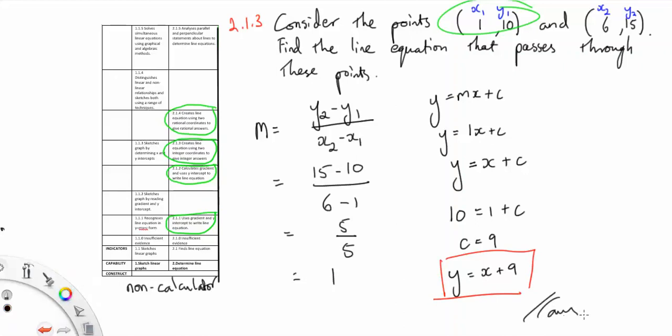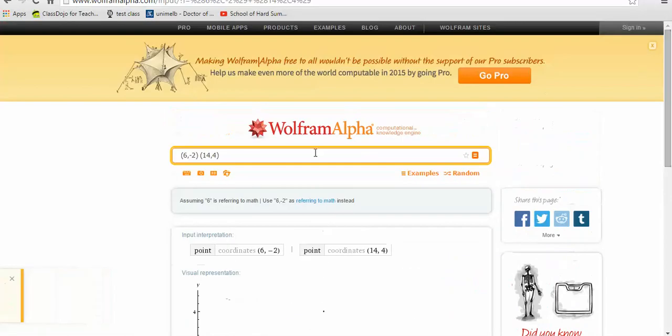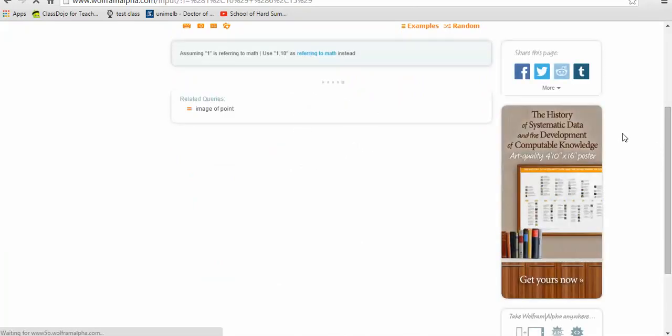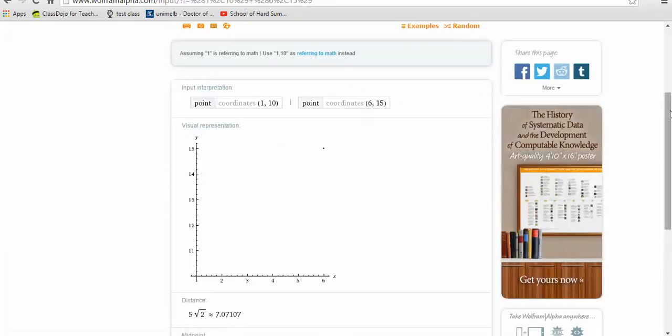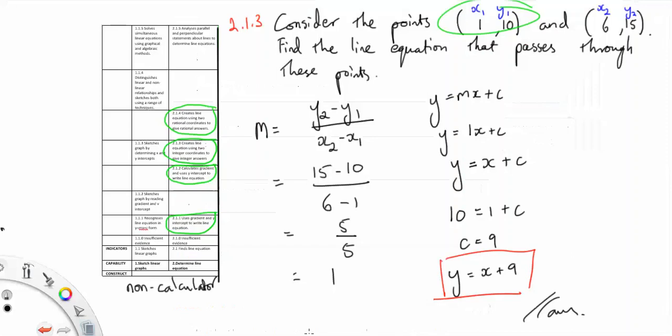Okay, how do I know that's right? I don't, so I need to check it on Wolfram Alpha. So I've got 1, 10 and 6, 15. Let's see what we have here. It's doing its fancy loading. It has the distance between the points, 5 lots of root 2. There we are, x plus 9. There's the line through those 2 points. And if you were wondering, the midpoint and the distance, it has that there for you too.